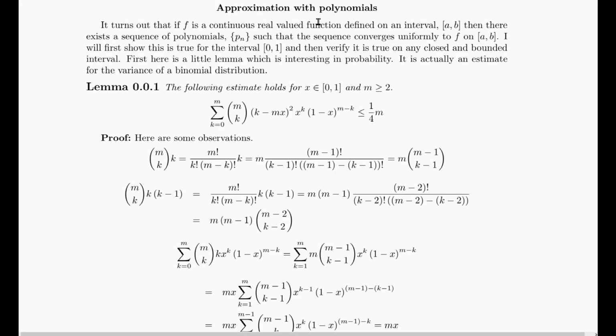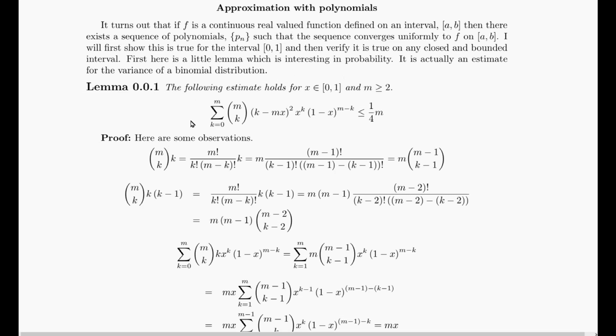This is about the approximation of a continuous function with polynomials. This is a very remarkable result due to Weierstrass. It's called the Weierstrass approximation theorem. I'm going to give a simple proof of it.